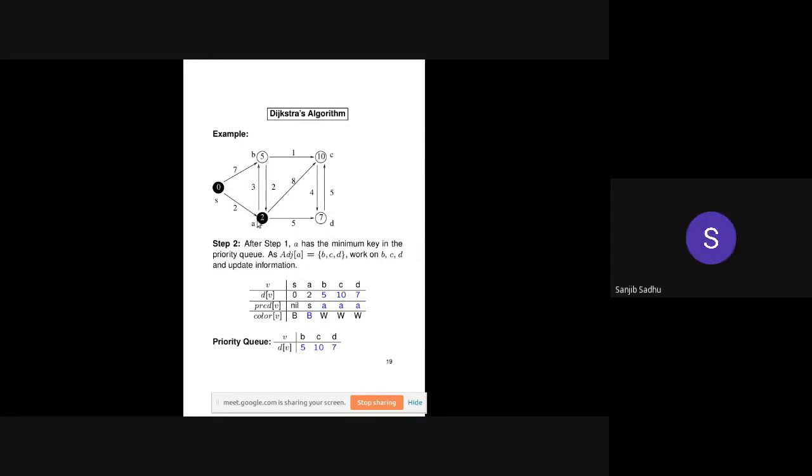Is it clear? So 2 plus, means DA plus the weight A to B, that means 2 plus 3. So if I go through this, this will be 2 plus 3, means 5. And what was this length, DB? 7. So which one is larger?